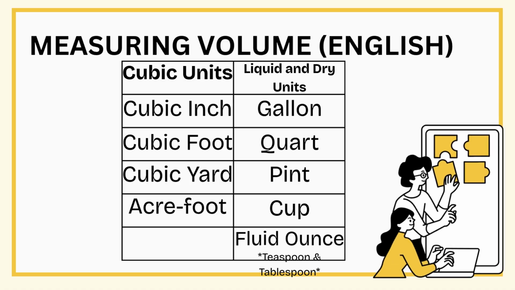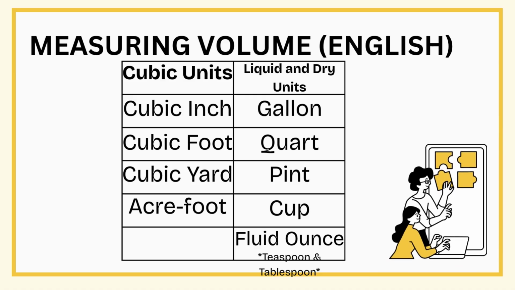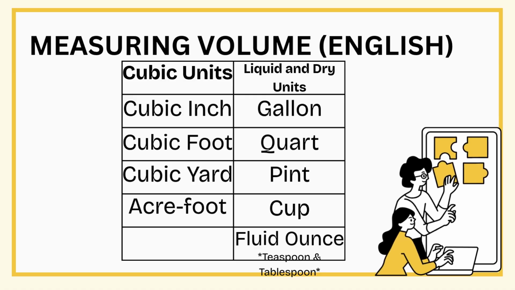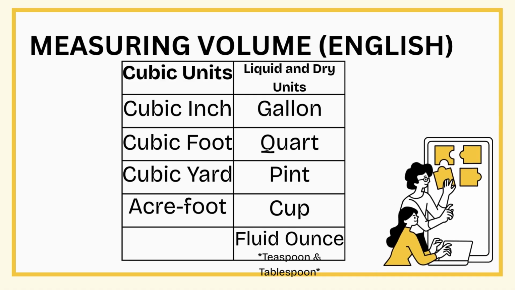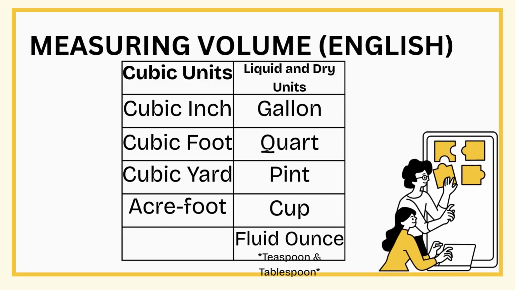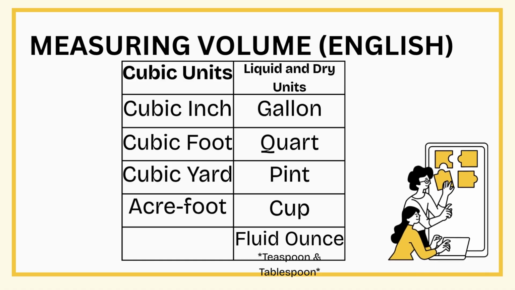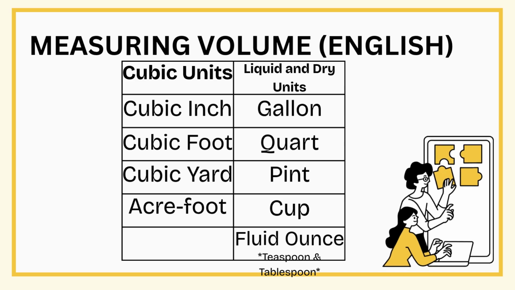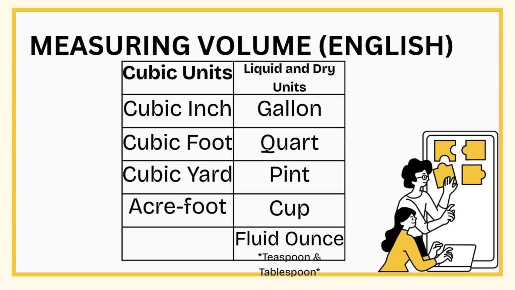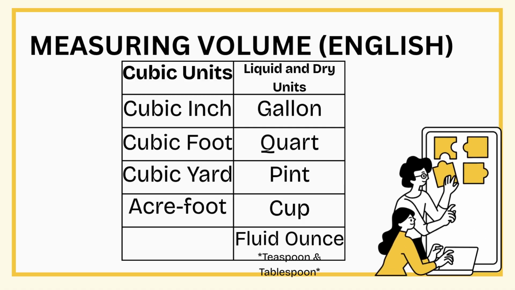For the cubic units, we have the 4 known units. 1. Cubic inch. The volume of a cube with sides of 1 inch. 2. Cubic foot. The volume of a cube with sides of 1 foot, equivalent to 1728 cubic inches. 3. Cubic yard. The volume of a cube with sides of 1 yard, equivalent to 27 cubic feet. 4. Acre foot. A unit often used for large volumes of water, equivalent to the volume of 1 acre with a depth of 1 foot.